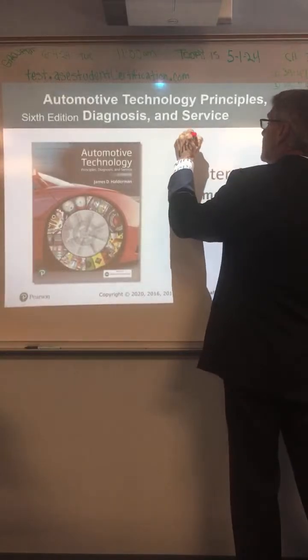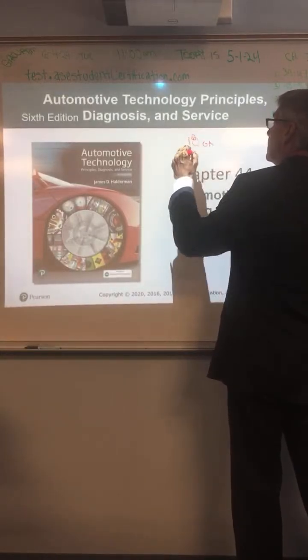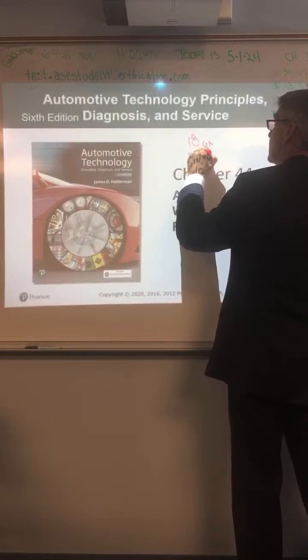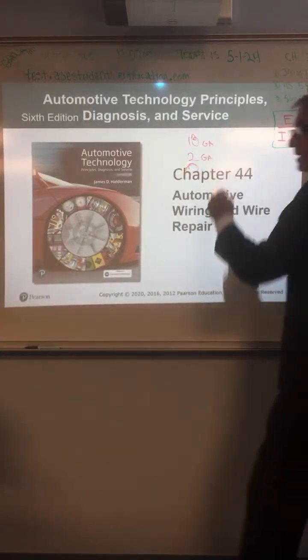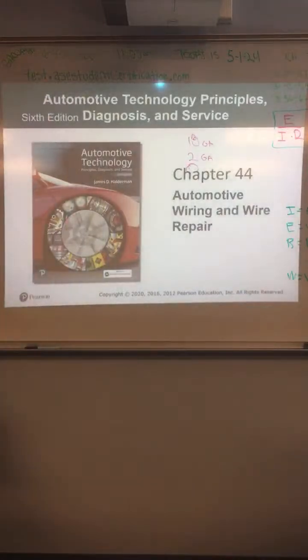Let's say you have an 18 gauge wire and a 2 gauge wire. Which one's bigger? No. The 2, because the lower the number, the wider the diameter. Don't mix it up. The smaller the number, the bigger the wire. A 0 gauge wire is huge, like a battery cable. An 18 gauge wire is like this right here. Okay? Big difference, right?